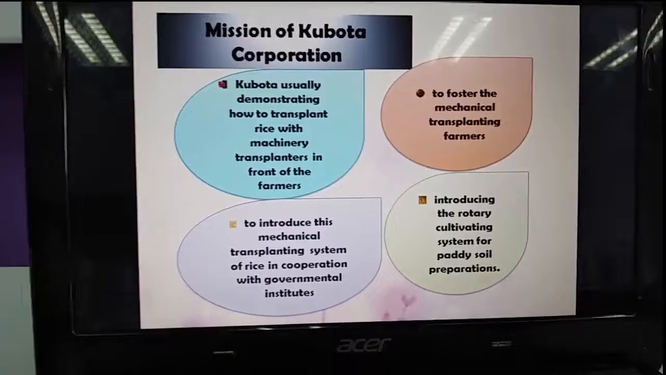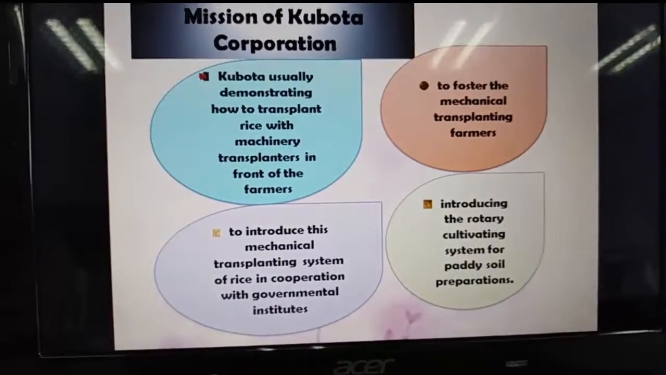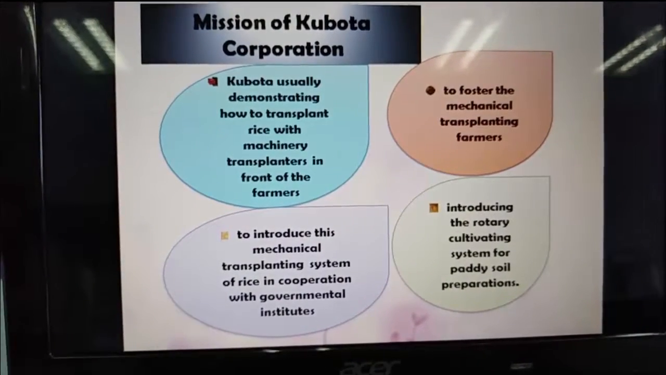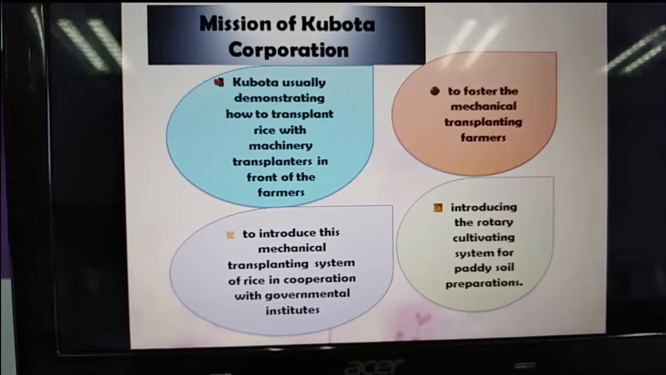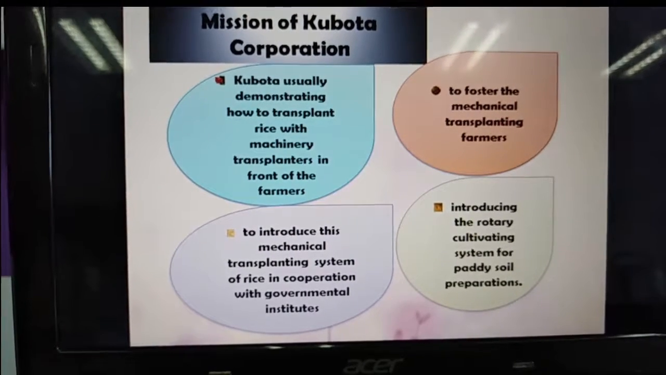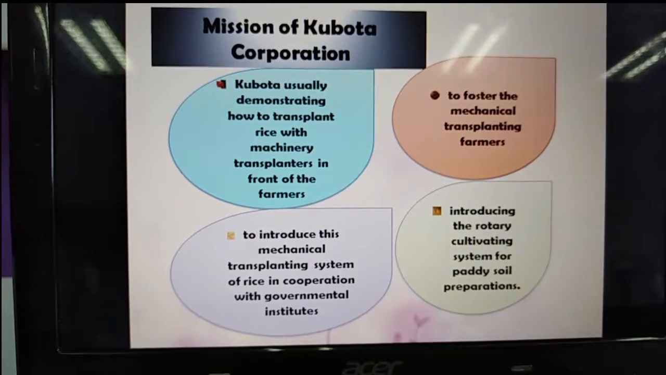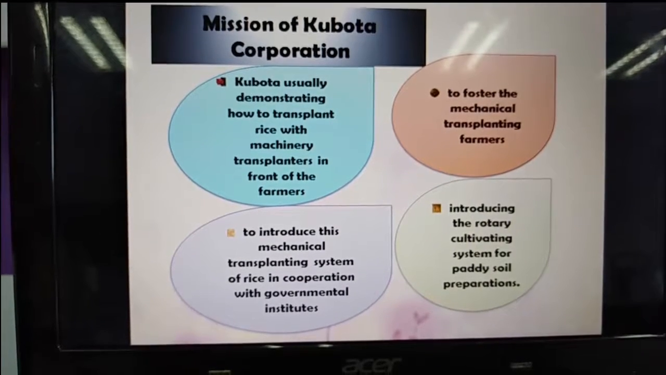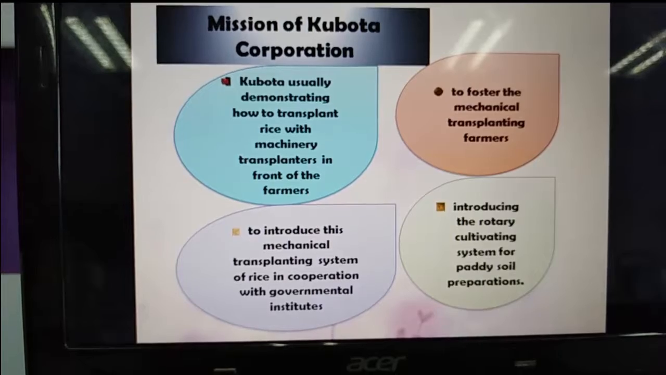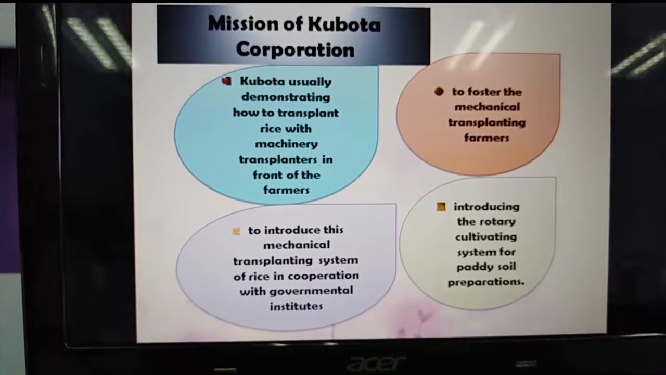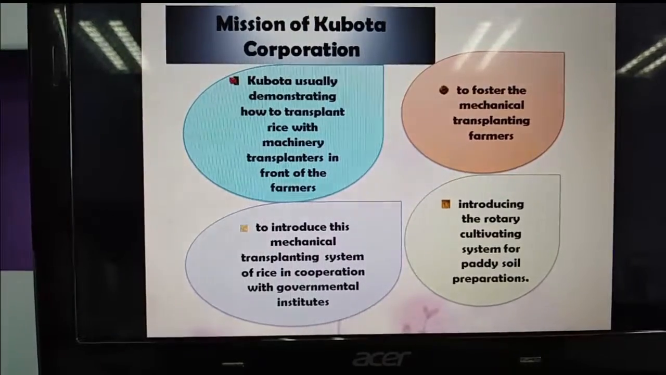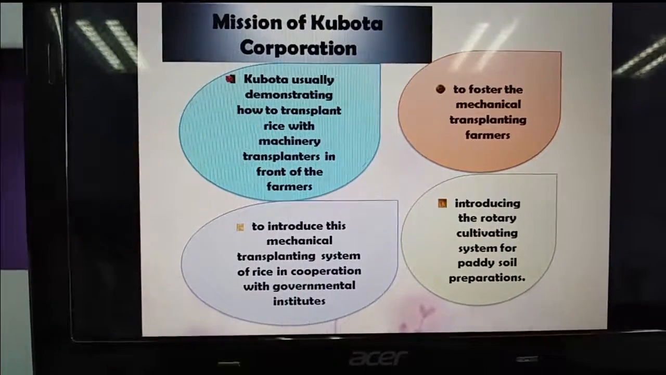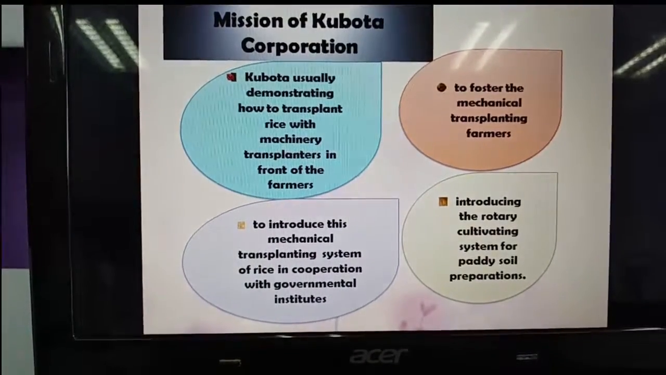Continuing on the mission of Kubota Corporation. The first mission is that Kubota demonstrates how to transplant rice with machinery transplanters in front of the farmers. Next is to foster mechanical transplanting farms. Third is to introduce its mechanical transplanting system of rice in cooperation with governmental institutes. Last but not least is to introduce the rotary cultivating system for paddy soil preparation.